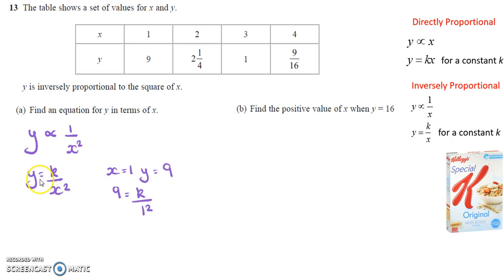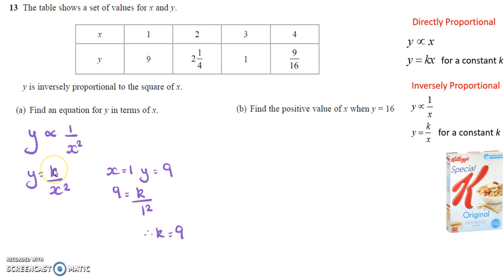So I've replaced y with 9 and x with 1. So 9 is equal to k over 1 squared. And 1 squared is 1, and k divided by 1 is just going to be k. So k is just going to be 9. K is 9.